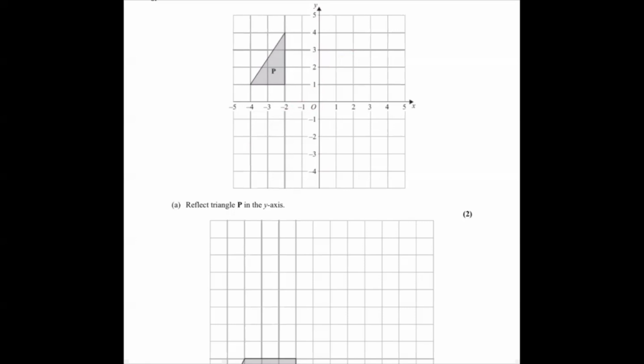So we're going to count here. I'm going 1, 2 in, so 1, 2 out, counting into that y and then away from that y. So these are all my points, and then I just draw my triangle to finish the question.